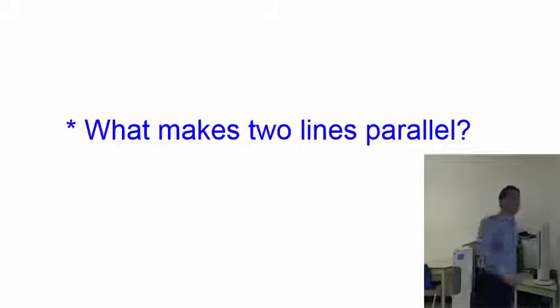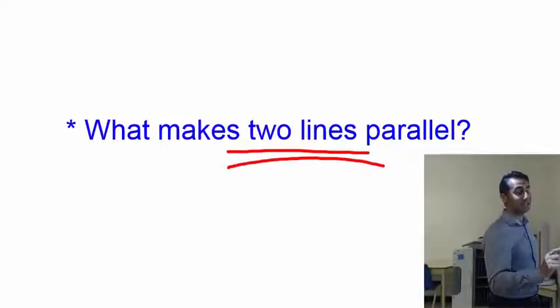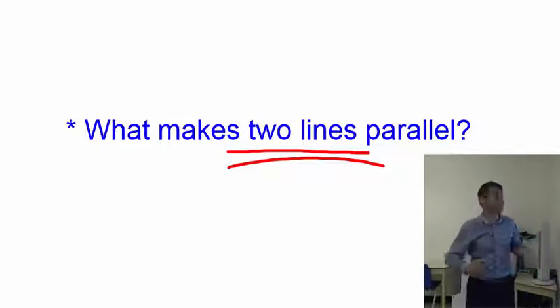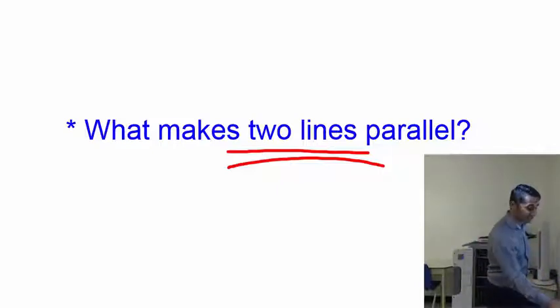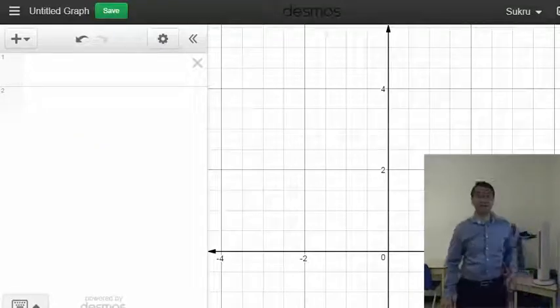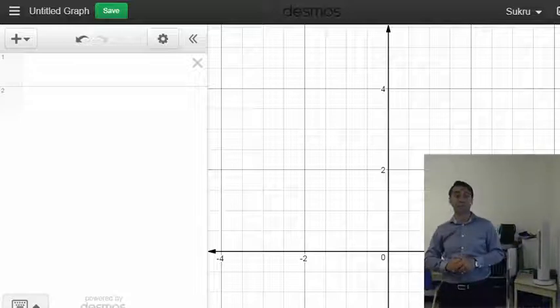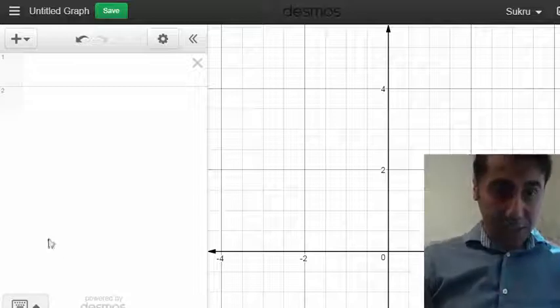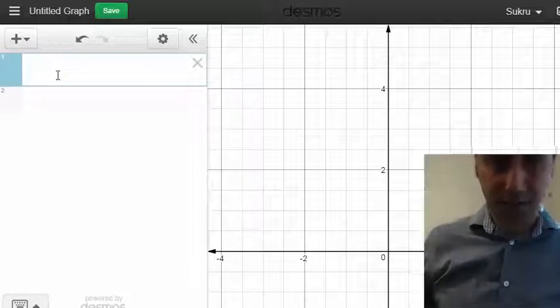Parallel lines. What makes two lines parallel? So what makes two lines parallel? That's the first question. Before I answer that, let's go to this website and graph an equation such as 2x plus 3. Let's write that down here.